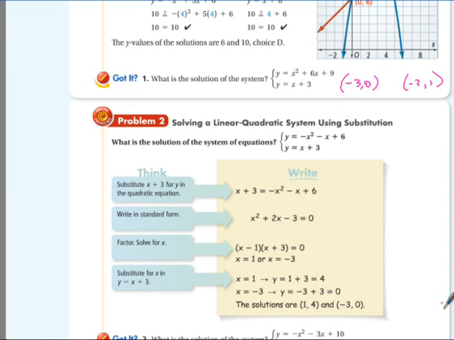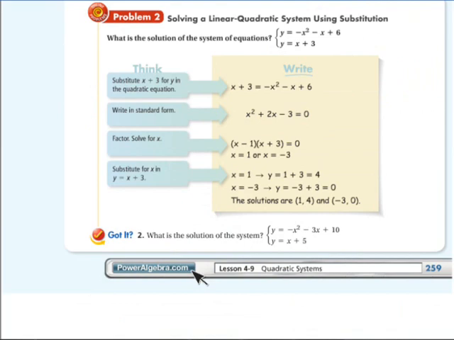Problem 2: solving a linear quadratic equation using substitution. First, substitute x plus 3 for y in the quadratic equation. If we know y is equal to this, we can substitute it in right there. Then we see if we can factor that, factor it, and solve for x. We get x equals 1 and x equals -3.